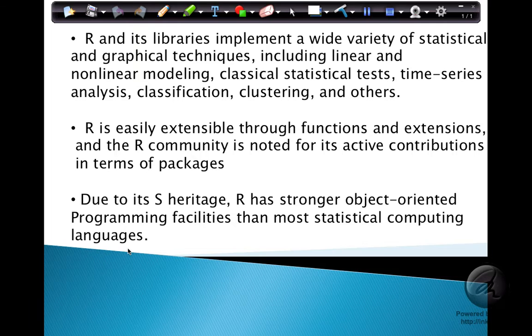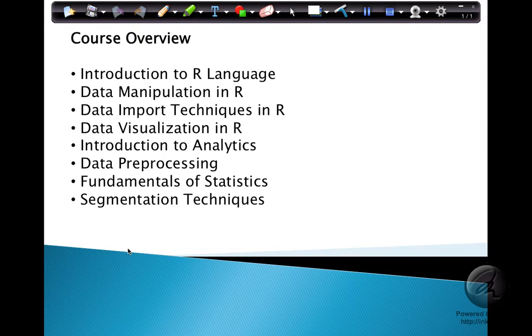The third part is, due to its S heritage, R has stronger object-oriented programming facilities than most statistical computing languages. I think this needs no specific mention, as I've already mentioned a slide before that R is the advanced version of S, and it's the best object-oriented programming language amongst most of the data science packages that you'd be using, okay? So that was the general intro about R.